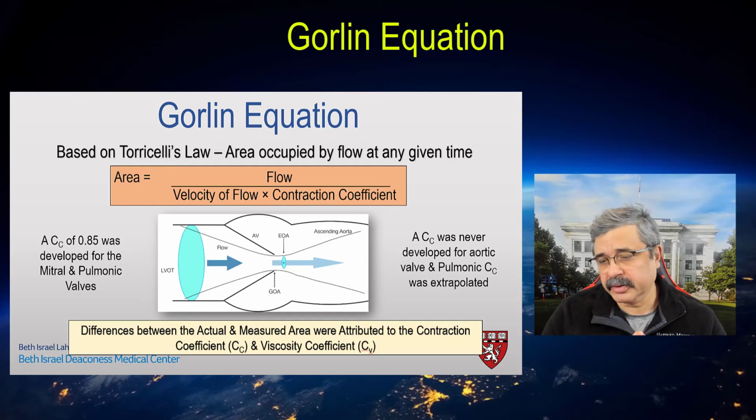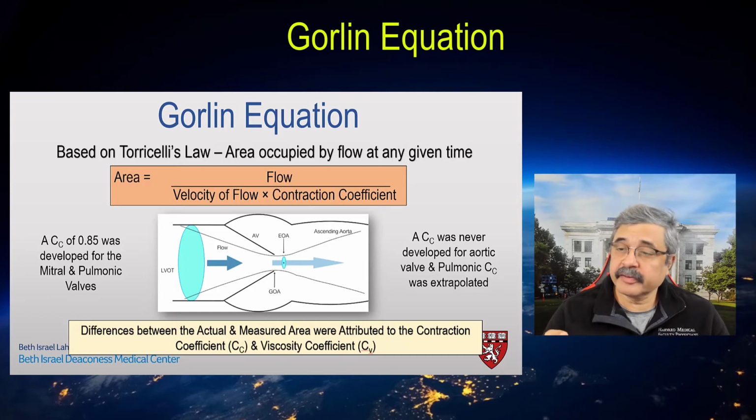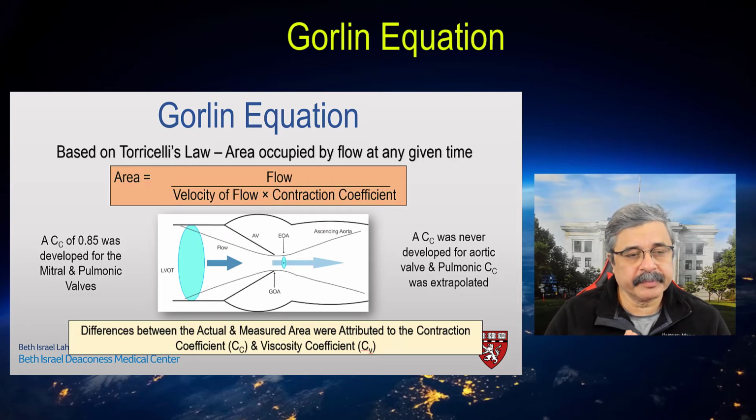introduced into the calculation. The discharge coefficient consisted of a contraction coefficient, that is the degree of contraction of flow, as well as the viscosity-related inertial losses, and that was the viscosity coefficient. Now, the viscosity coefficient was found to be negligible, was assumed to be 1 and ignored in the equation, but the discharge coefficient mainly consisted of the contraction coefficient, and it was believed to be a 0.85 flow contraction that accounted for the observed effective orifice area that was smaller than the geometric orifice area.